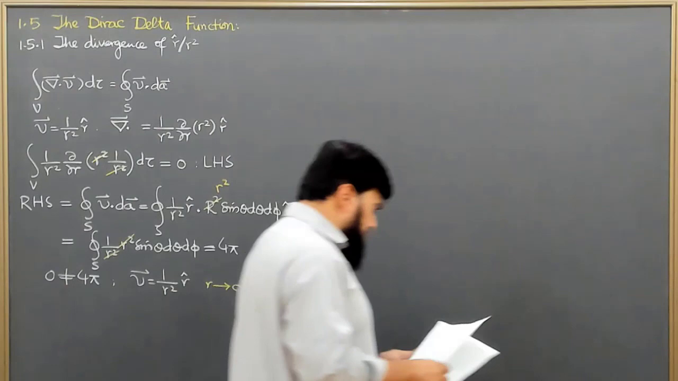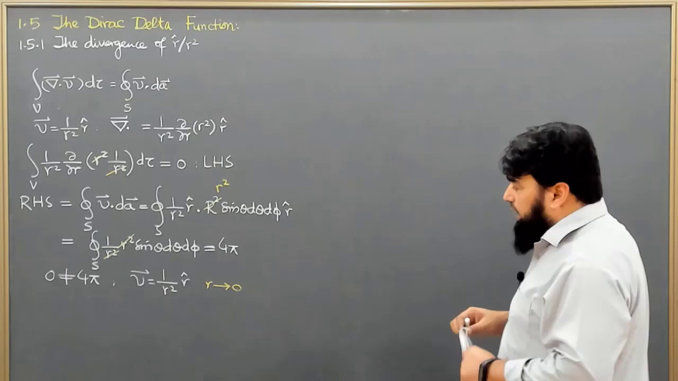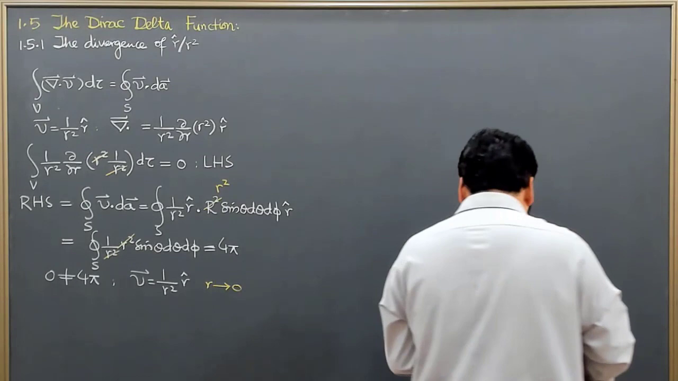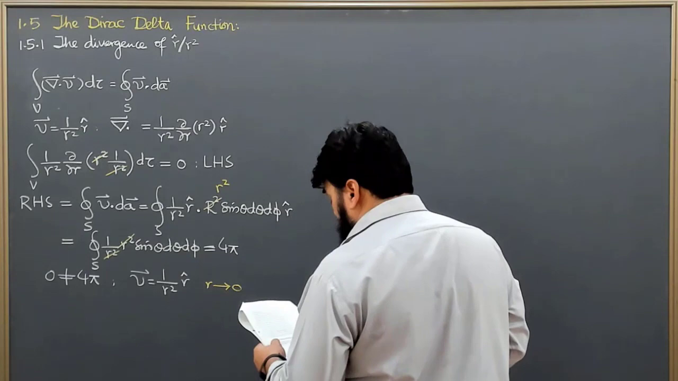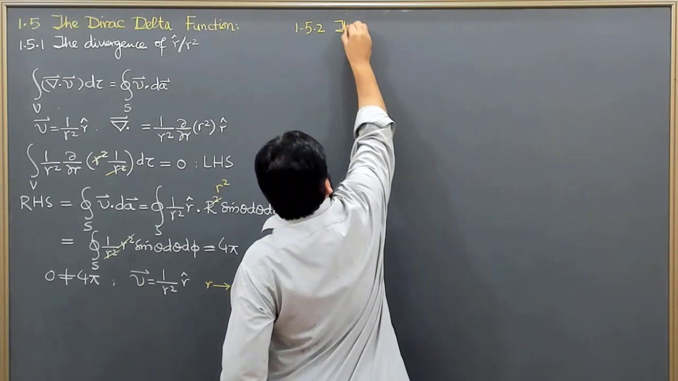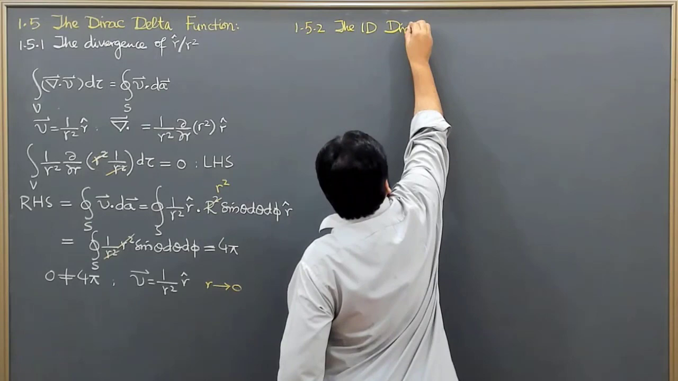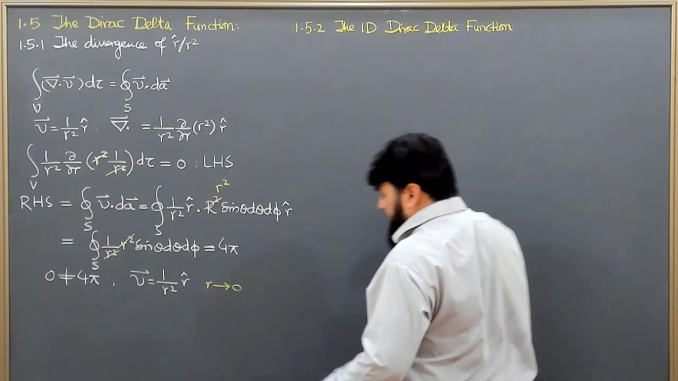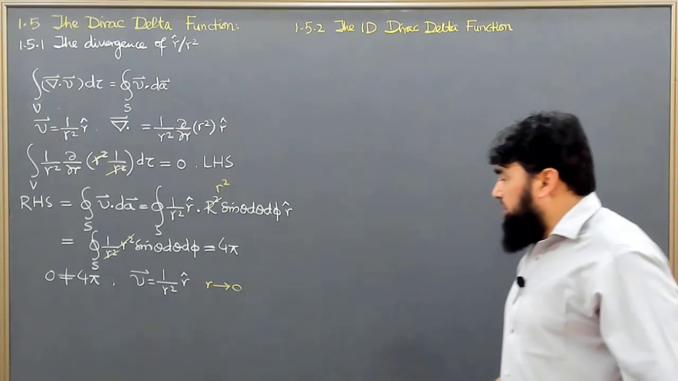Now we will have to correct this situation, and in order to correct it, we will use the Dirac delta function. Let me start with section 1.5.2, in order to introduce the one dimensional Dirac delta function. We will first consider this in one dimension, and then we will convert this into three dimensions with the help of this.